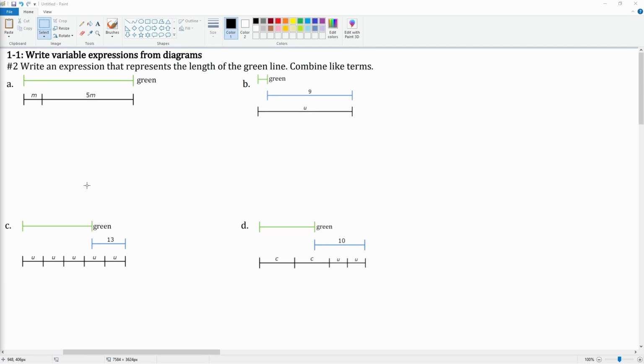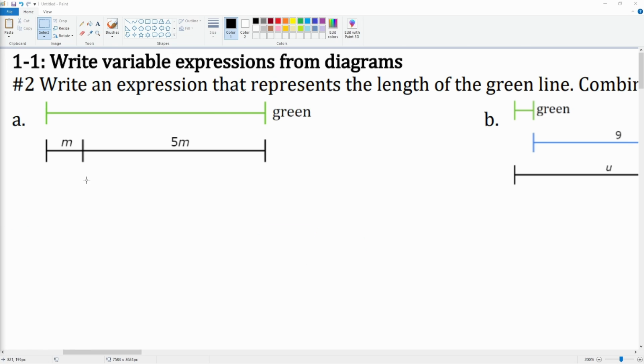1-1, write variable expressions from a diagram. Number 2, write an expression that represents the length of the green line. Make sure you combine like terms. So let's look at A here.